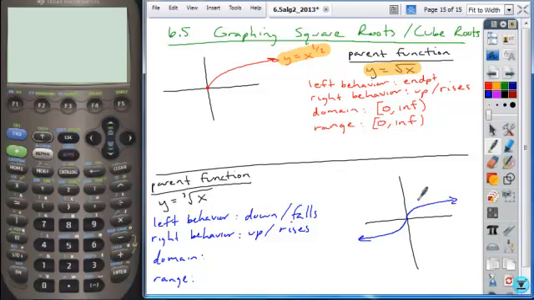The domain, are there any restrictions on the values for x? The lowest value of x is negative infinity, highest value, positive infinity. So there's your domain, again in interval notation, all real numbers. Range the same way if you're looking at the y values. The lowest possible y value begins at negative infinity, extends all the way to positive infinity. And so those would be the basic properties of your cube root graph.